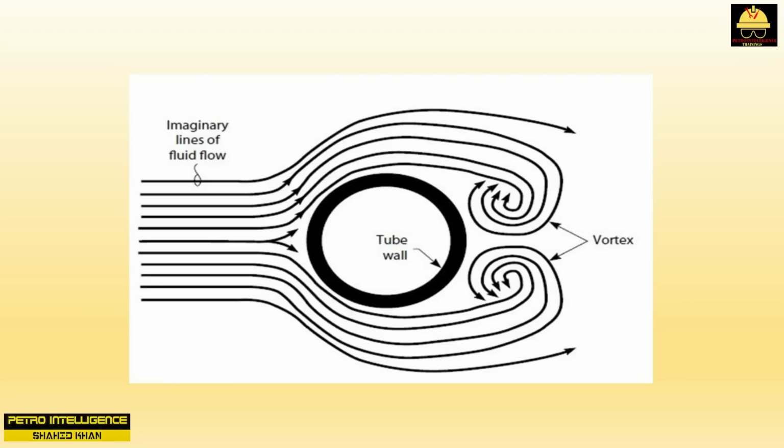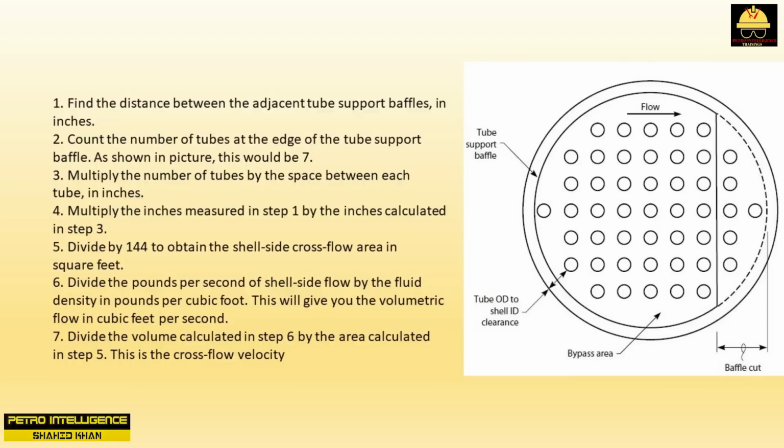To encourage vortex shedding and turbulence on the shell side of a heat exchanger, we must increase the crossflow velocity. To calculate the crossflow velocity, we proceed as follows. 1. Find the distance between the adjacent tube support baffles in inches. 2. Count the number of tubes at the edge of the tube support baffle. As shown in picture, this would be 7. 3. Multiply the number of tubes by the space between each tube in inches. 4. Multiply the inches measured in step 1 by the inches calculated in step 3. 5. Divide by 144 to obtain the shell side crossflow area in square feet.